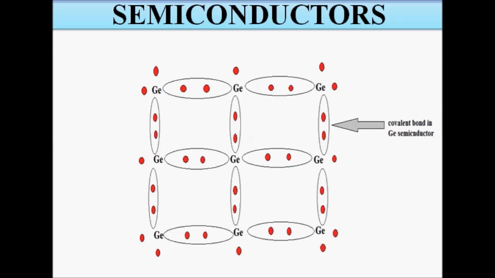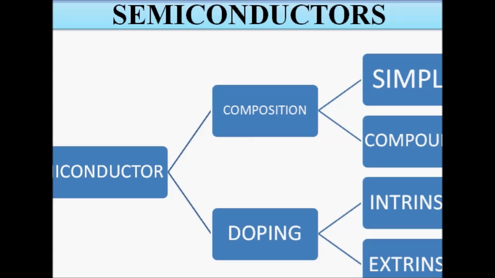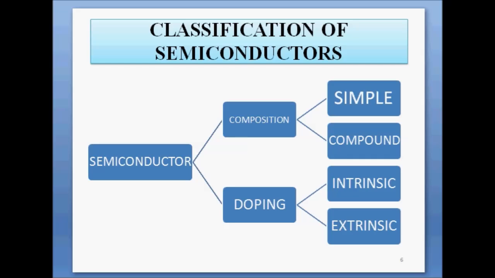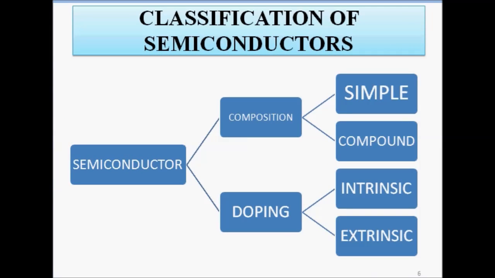So next we are going to study the classification of semiconductors. Here we have classified the semiconductors on the basis of 2 criteria, on the basis of 2 properties: composition and doping level. Now on the basis of composition, the semiconductors are of 2 types: simple or elemental semiconductors and compound semiconductors.